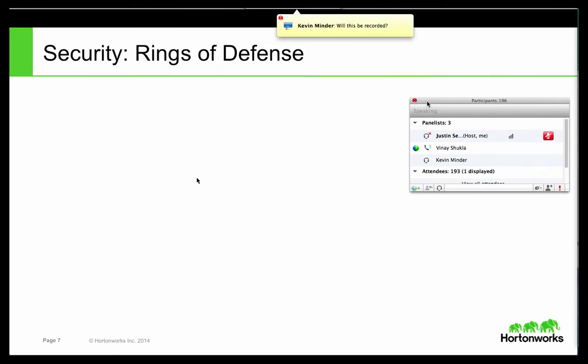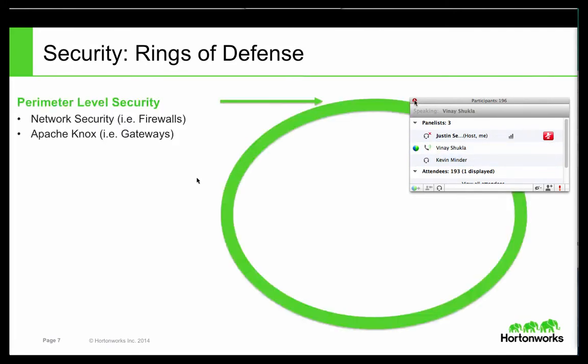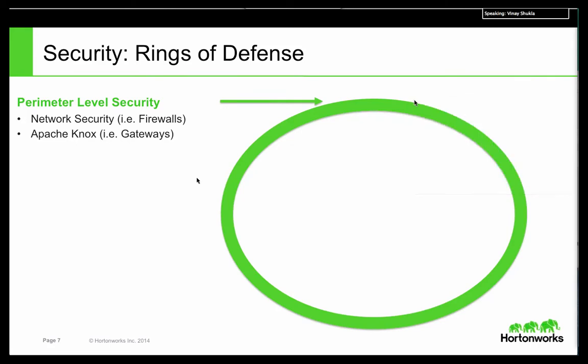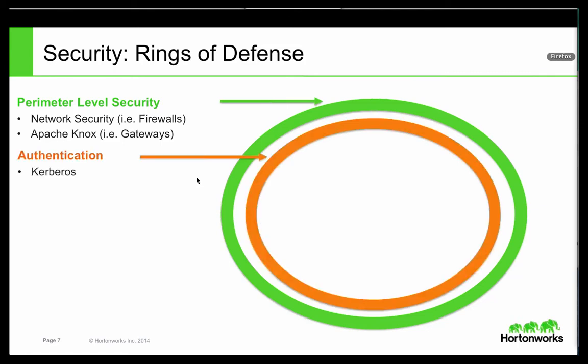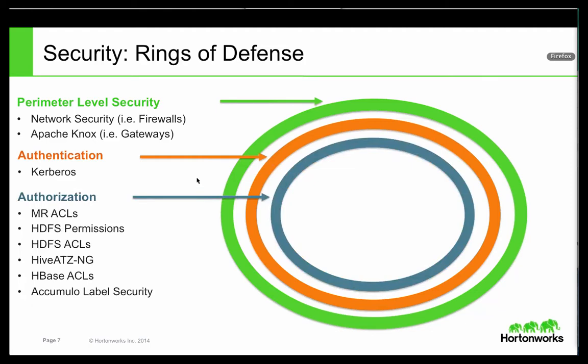Another key principle of security is defense in depth, and that's applied by rings of defenses, and it's the same in Hadoop as well. At the outermost layer is the perimeter level security, and there are different flavors of it. You can think of it as firewalls, or you can think of it as gateways, and Apache Knox fits in that layer. The next layer of security with Hadoop is authentication, which is applied using Kerberos. The level beyond that is authorization.